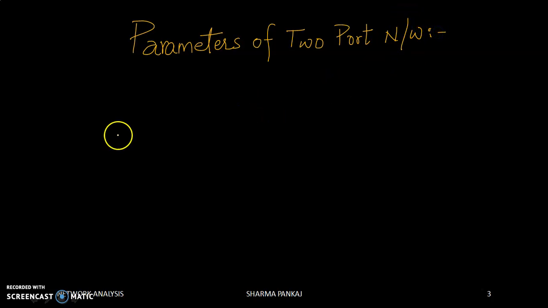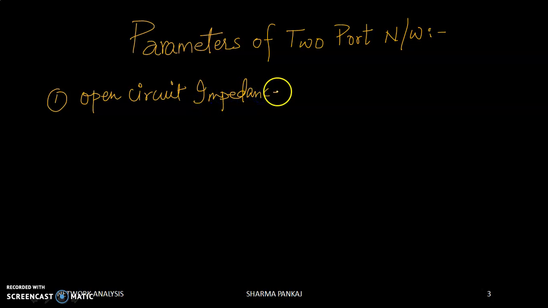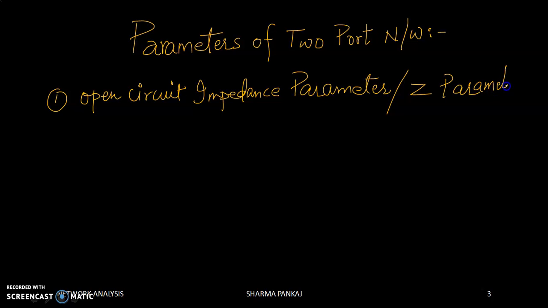Parameters of two-port networks. The first one is called open circuit impedance parameter. Open circuit impedance parameter, that is also known as Z parameter.